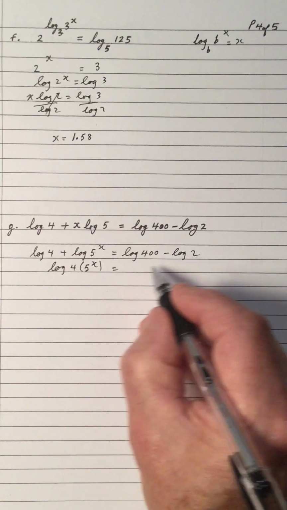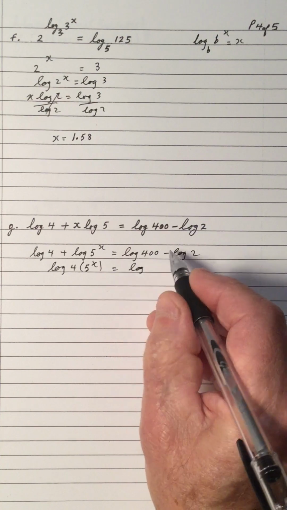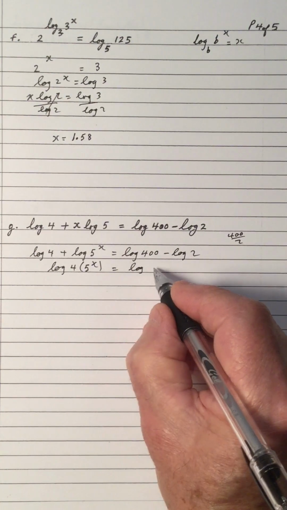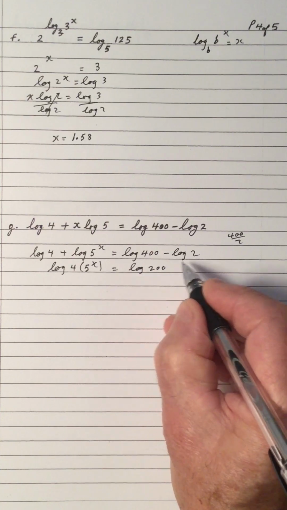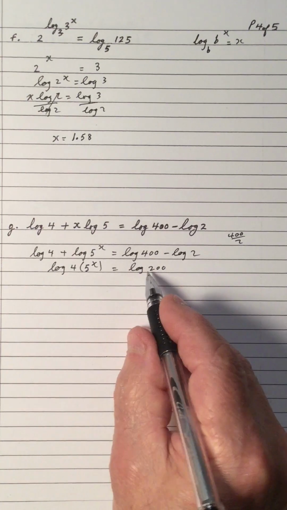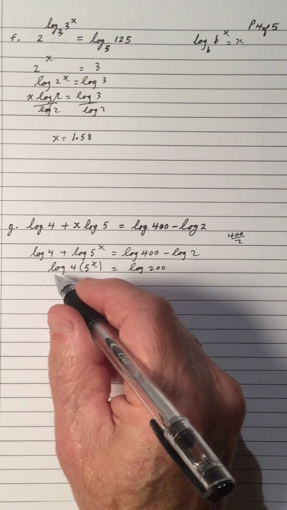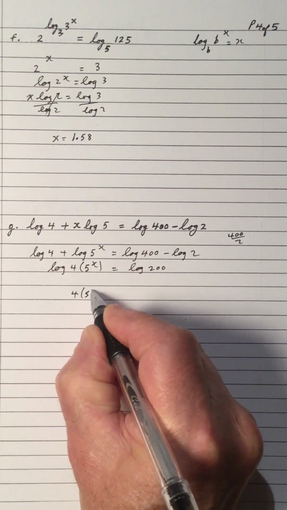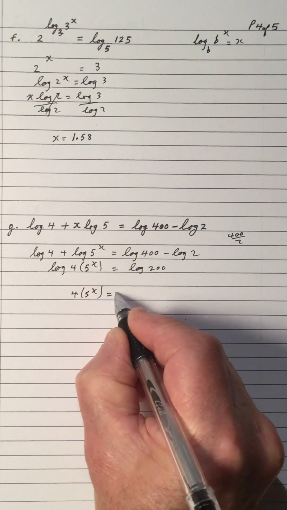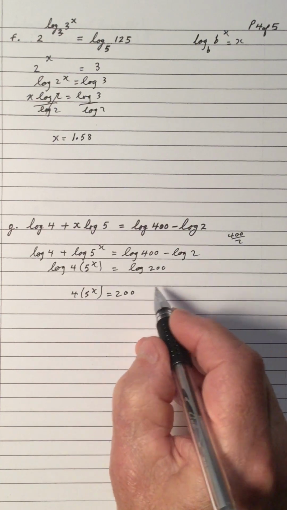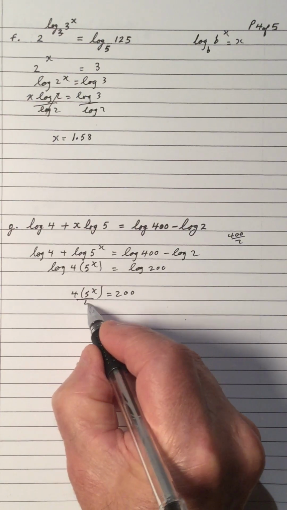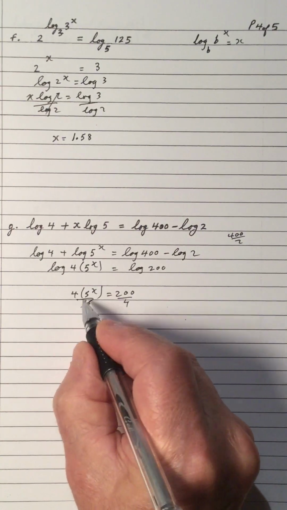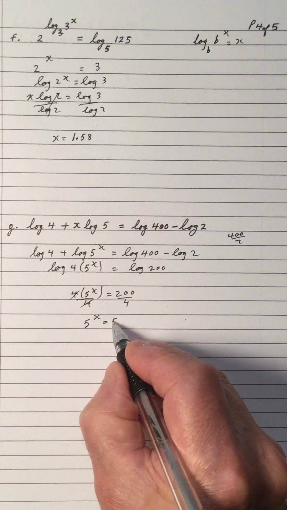And the subtraction of two logs is the log of the quotient. So that's 400 divided by 2, which is 200. So now we've got the log of each side, so we cancel the logs. We can say 4 times 5 to the x equals 200. And notice we have 4 times, so we divide by 4. We get 5 to the x, 4's cancel, equals 50.